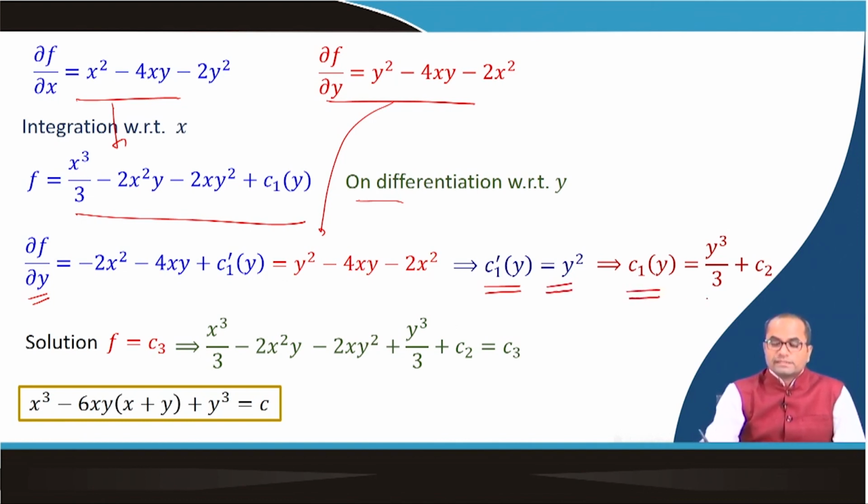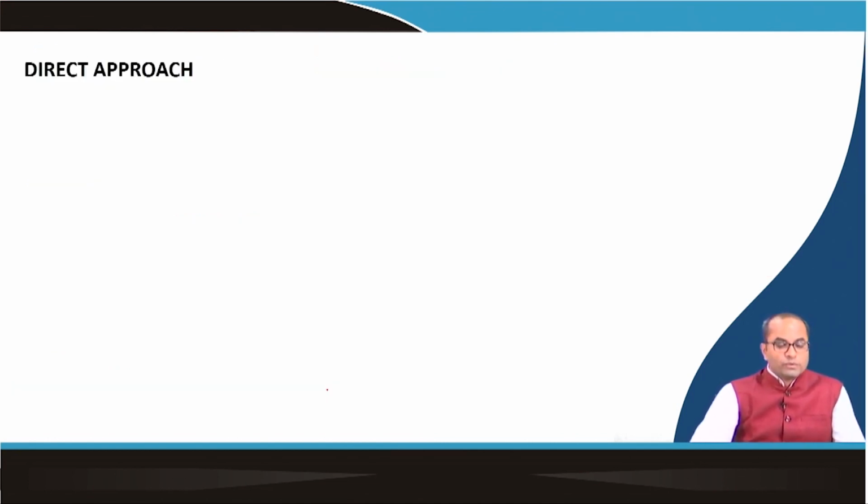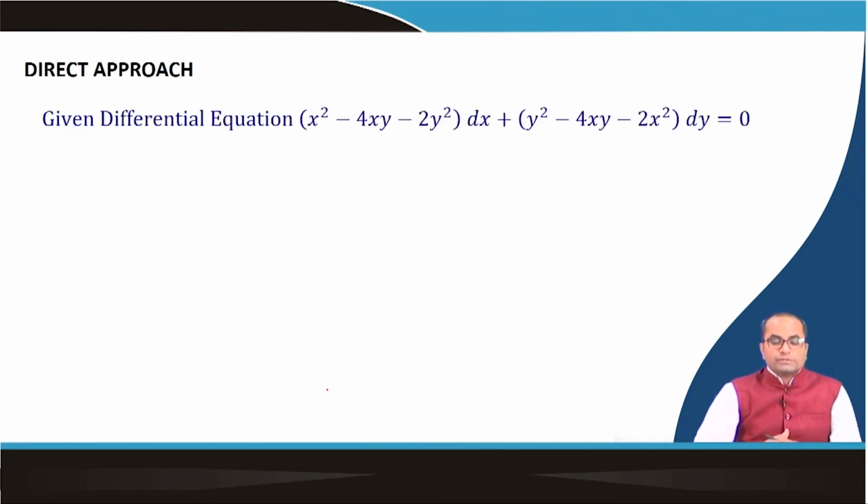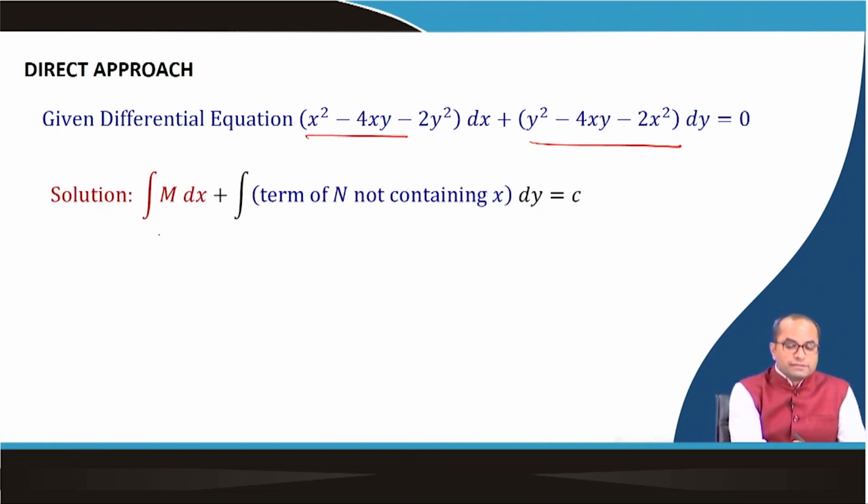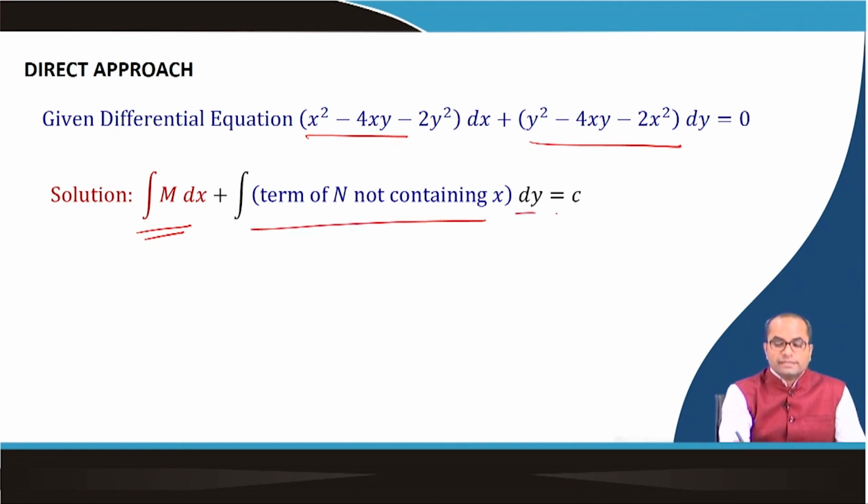From there we will get C1(y) is equal to y^3/3 plus a constant, and then the solution f will be equal to C3, which is given here. Well, the direct approach can also be used. So, we have here M dx plus N dy, and the direct approach was the integral of M dx, and the integral here dy is equal to a constant c.